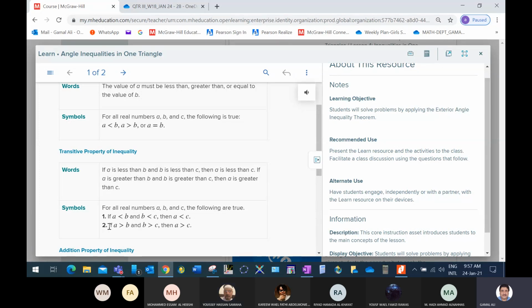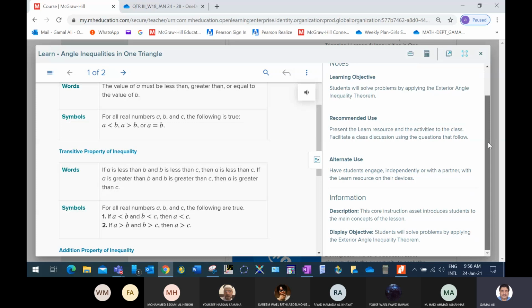The same here. Look, A less than B, B less than C, so you can conclude A less than C. The same for greater than. If you, Yusuf Samaha, are greater than Kareem, and Kareem greater than Muhammad Hadi, what can you conclude, Yusuf? I'm greater than Muhammad Hadi. That is the transitive property of inequality.